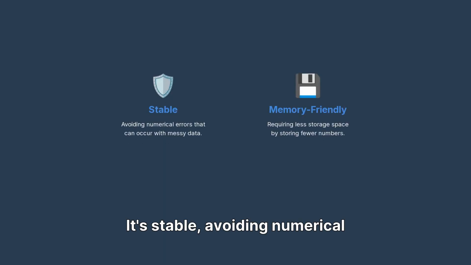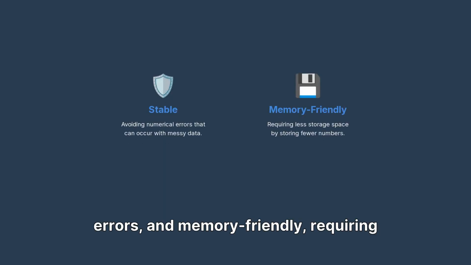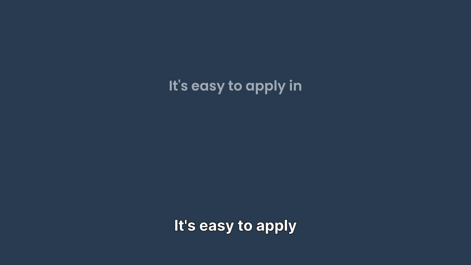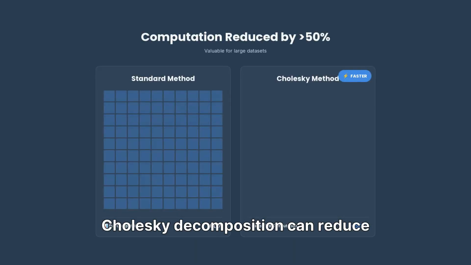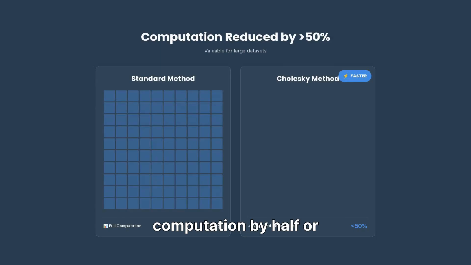It's stable, avoiding numerical errors, and memory-friendly, requiring less storage. It's easy to apply in Python, C++, MATLAB, and R, which is crucial for large-scale systems. Cholesky decomposition can reduce computation by half or more, valuable for large datasets.